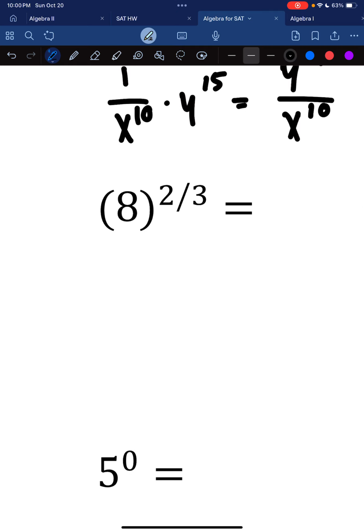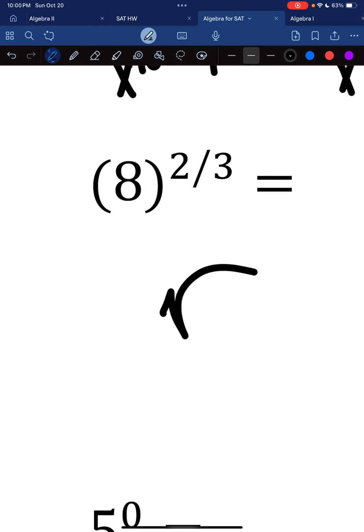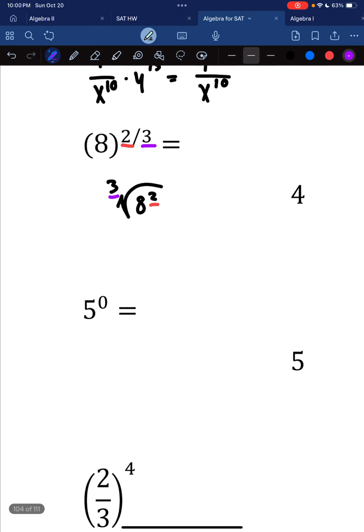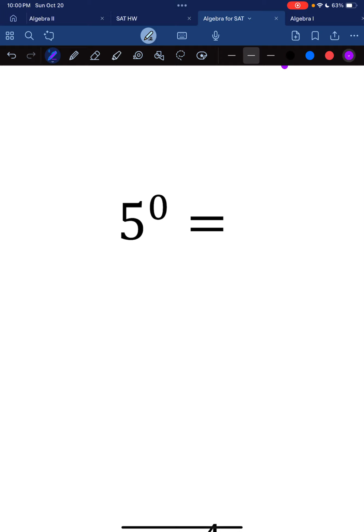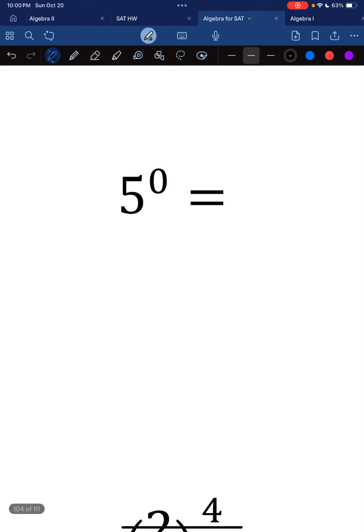Alright, 8 to the power of 2 over 3. How you can rewrite this is the cube root of 8 squared. Whenever you have a fractional exponent, the numerator becomes your new exponent, and the denominator becomes the root that you take. So we're taking the third root of 8 to the power of 2. And then 5 to the power of 0: any number to the power of 0 is just going to be 1.